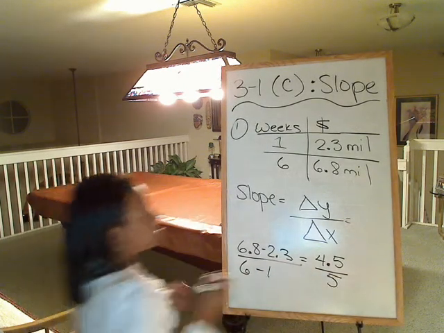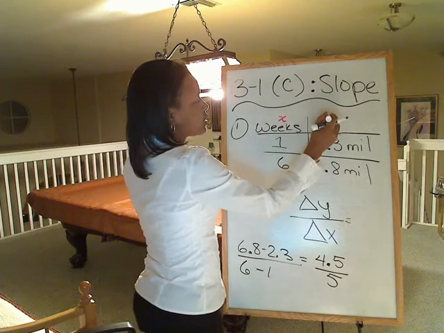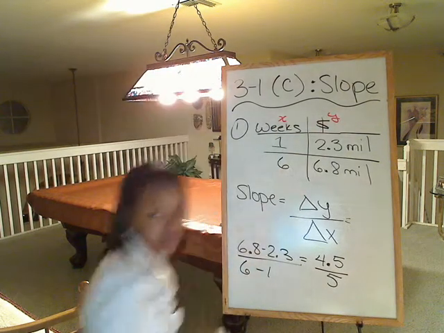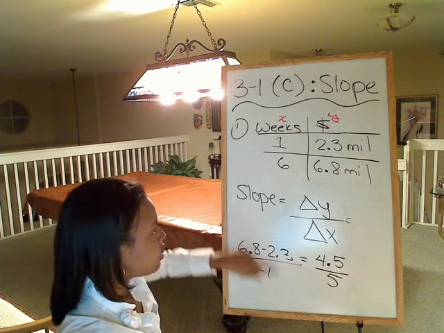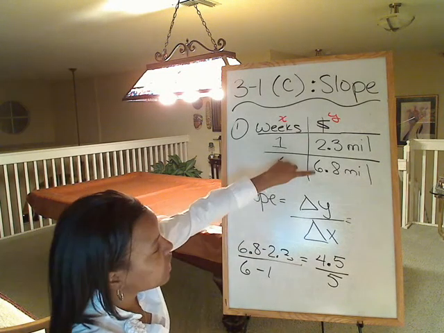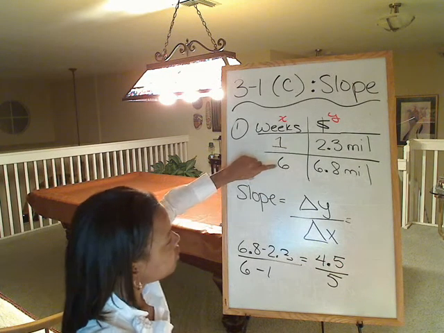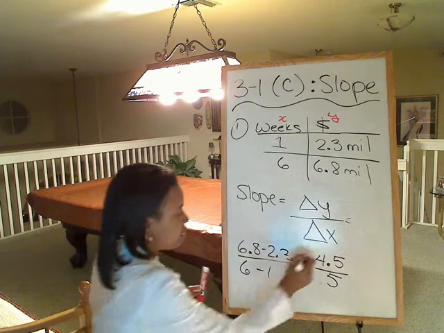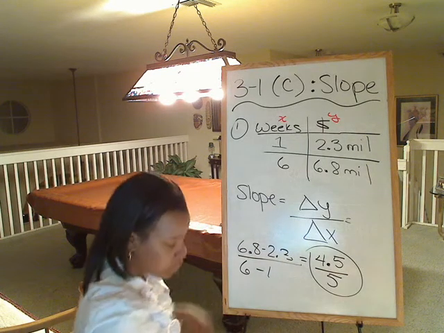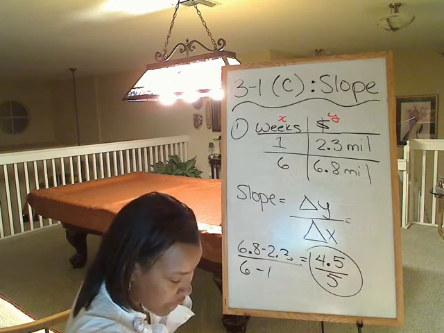Because remember, the first number always represents x, the second number always represents y. Okay, that never changes. So these are the y's, these are the x's, and you always go in the same order. If I did this one first for the y's, I have to do this one first for the x's. So the answer that you get is 4.5 over 5.